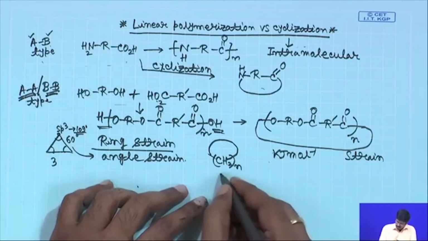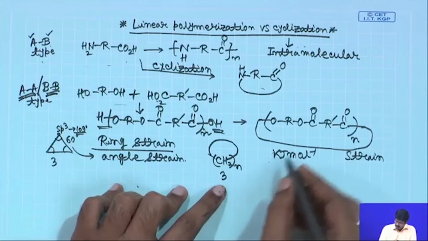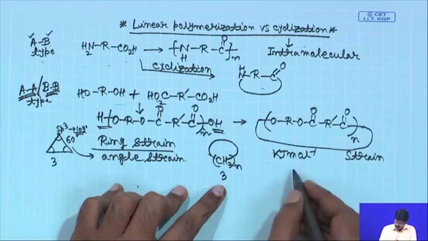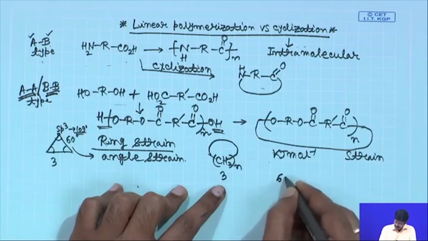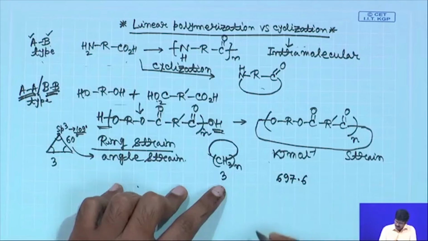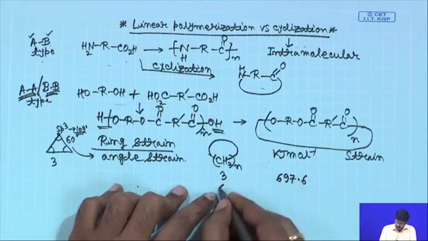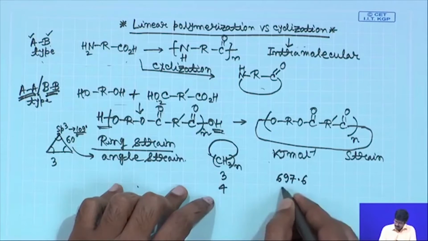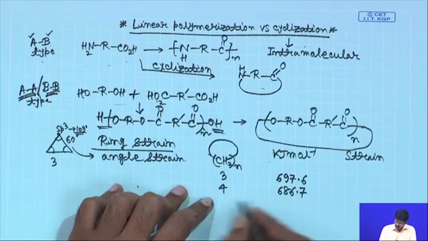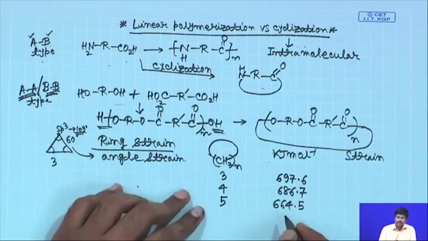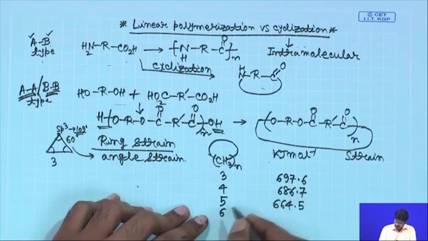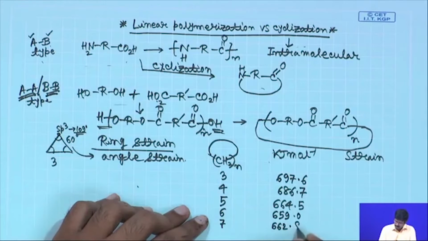So, if you have a 3 membered ring, then the heat of combustion per CH2 unit is 697.6 kilojoules per mole. 4 membered ring, 686.7. 5 membered ring, 664.5. 6 membered ring, 659.0. 7 membered ring, 662.8.